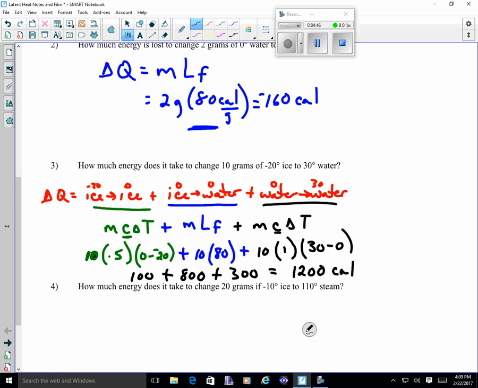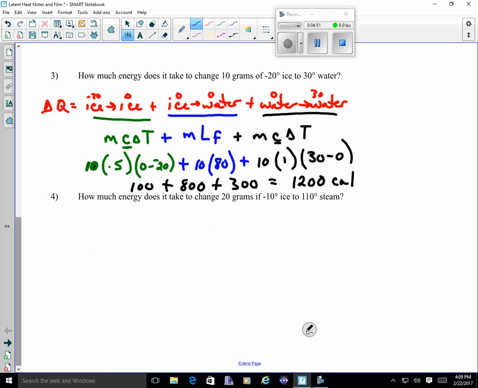The last one, it's really complicated because you have 2 phase changes and 3 temperature changes. So we're going to do the same thing we did up here. But now we have to go from ice to ice. Then you have to melt the ice into water. I'm just going to put H2O to save room. Then I'm going to take the water and heat it to 100-degree water. And then I'm going to change the water to steam. And then I'm going to change the temperature of the steam. So steam to steam.